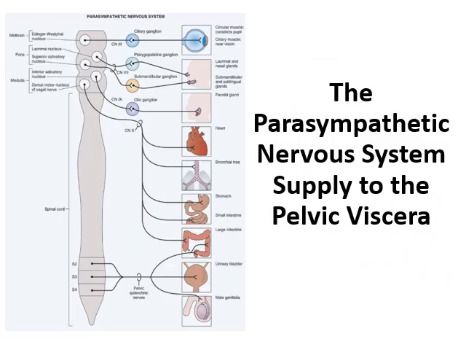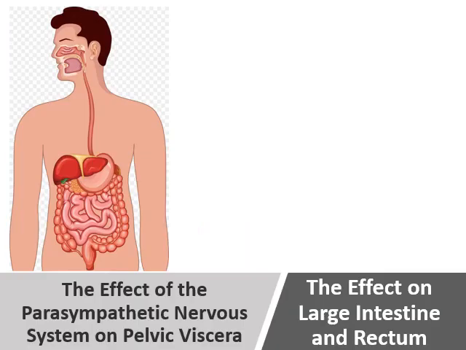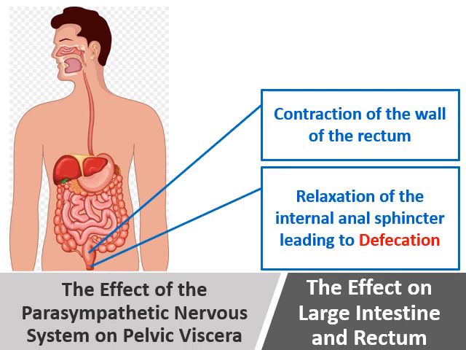Now the parasympathetic nervous system supply to the pelvic viscera. The preganglionic fibers arise from the second, third, and fourth sacral segments. They run as the pelvic visceral nerve to relay in terminal ganglia in the large intestine, rectum, urinary bladder, and male and female genital organs. At the level of the distal part of the large intestine and the rectum, the parasympathetic stimulation produces contraction of the wall of the rectum and relaxation of the internal anal sphincter, leading to defecation.